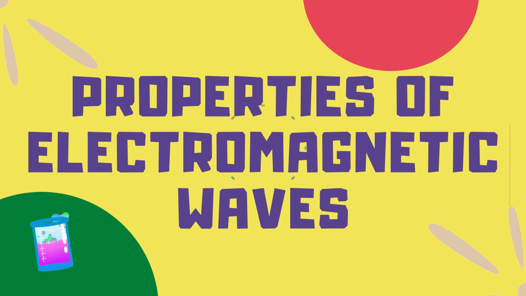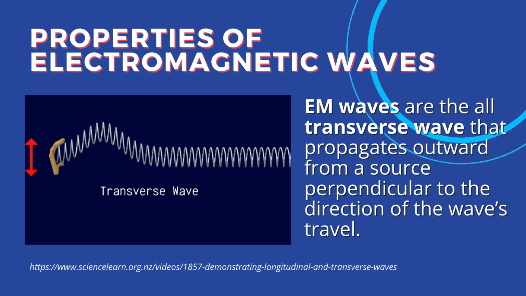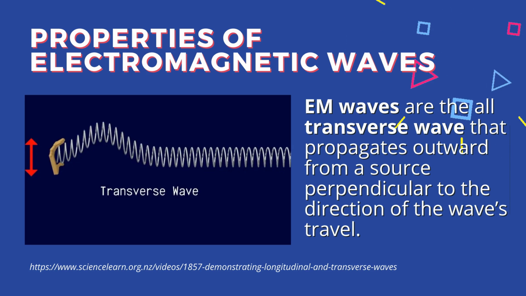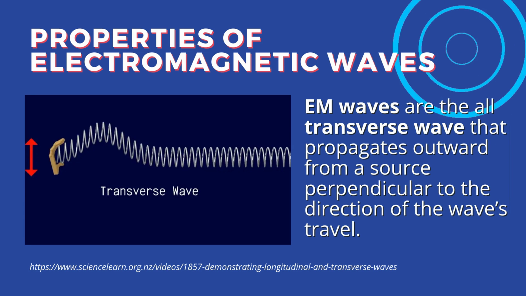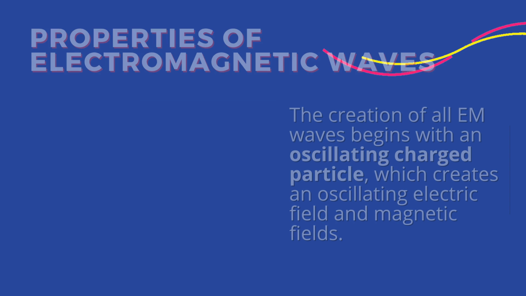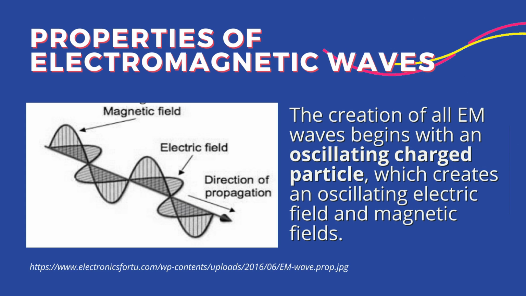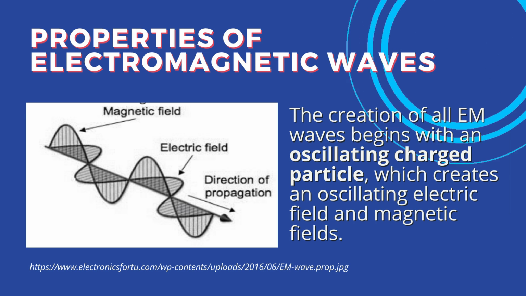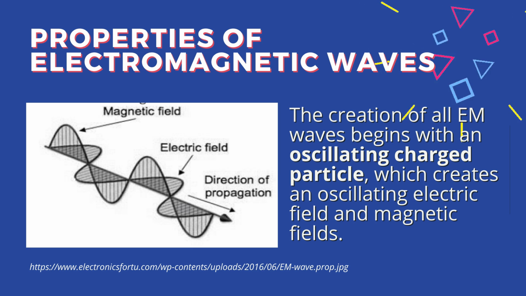Properties of electromagnetic waves. Electromagnetic waves, or EM waves, are transverse waves that propagate outward from a source perpendicular to the direction of the wave's travel. The creation of all EM waves begins with an oscillating charged particle, which creates an oscillating electric field and magnetic field.